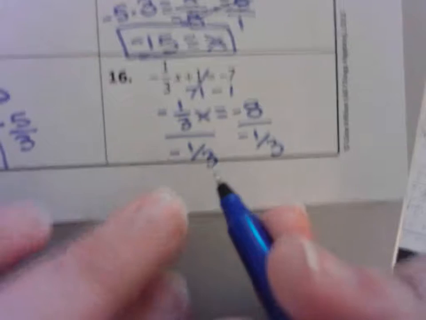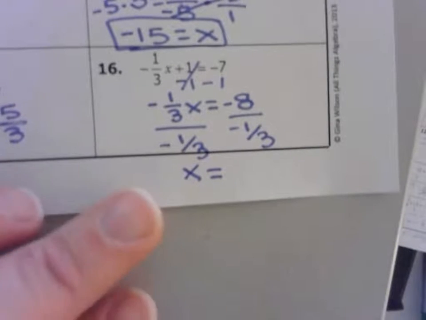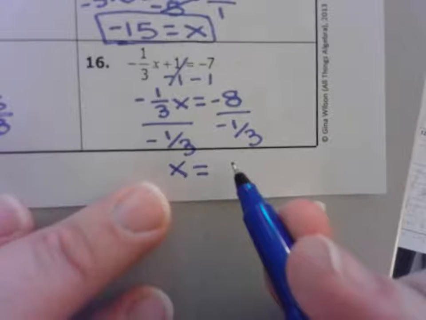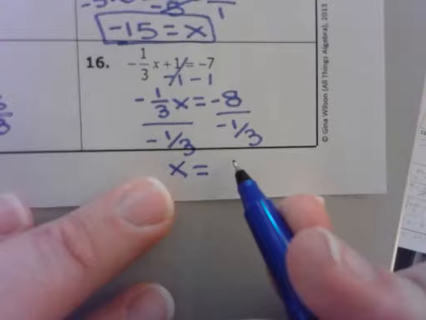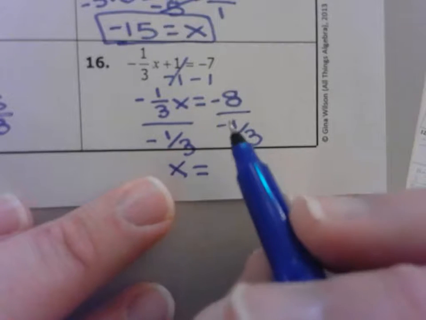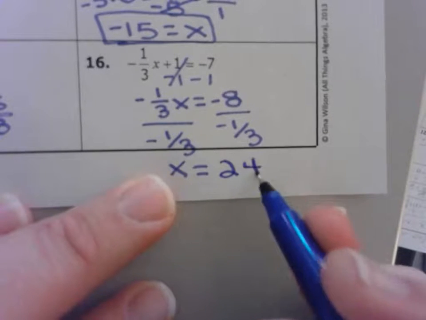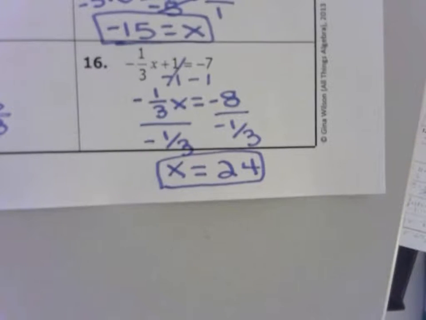Okay, if I divide by negative 1/3, plug it in your calculator. Colton, what do you get when you divide negative 8 by negative 1/3? Negative 8 divided by negative will be a what? Positive 24. Yep, just check your sign. Positive 24. Okay? Any questions on this?